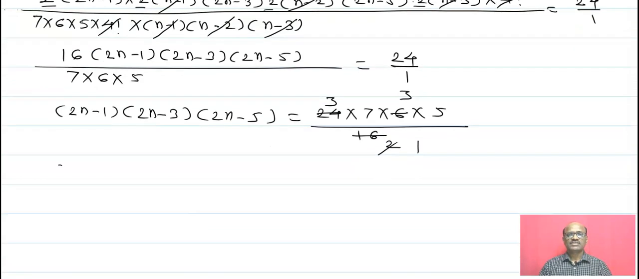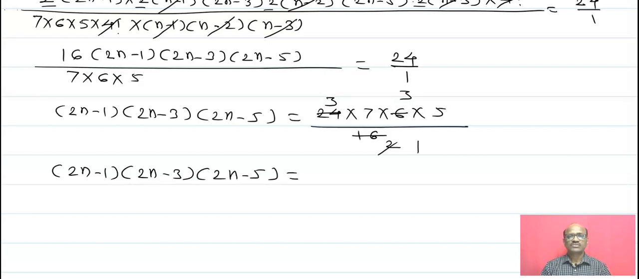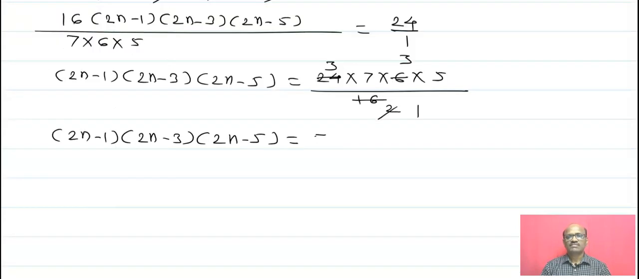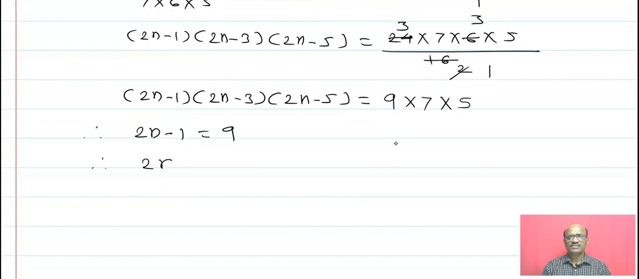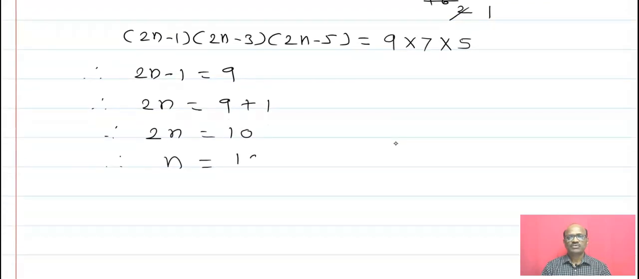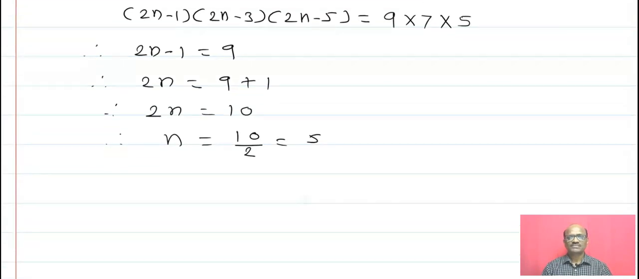Now see this, the calculations. That is 2n minus 1 into 2n minus 3 into 2n minus 5 is equal to, the odd numbers are there, therefore they are 5 into 9 into 7, and they can be written like this, 9 into 7 into 5. Therefore 2n minus 1 is equal to 9. Therefore 2n is equal to 9 plus 1. Therefore 2n is equal to 10. Therefore n is equal to 10 upon 2, that is equal to 5.